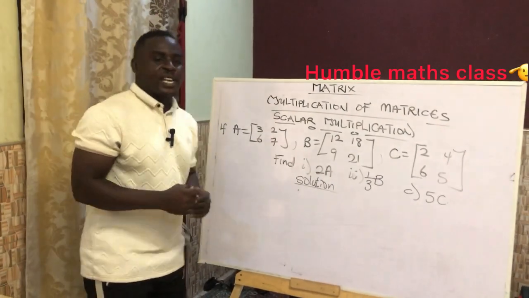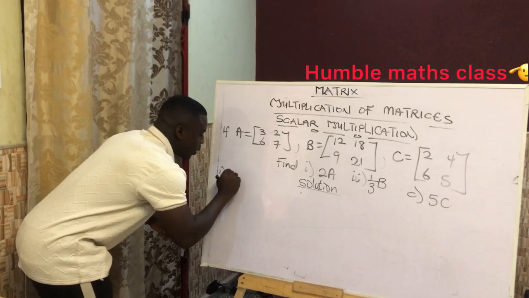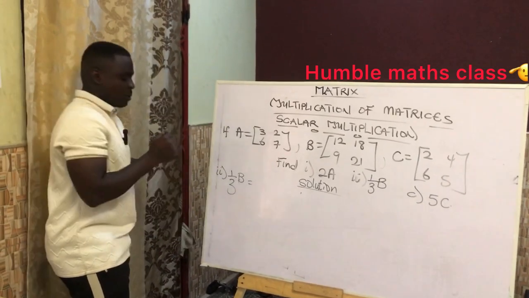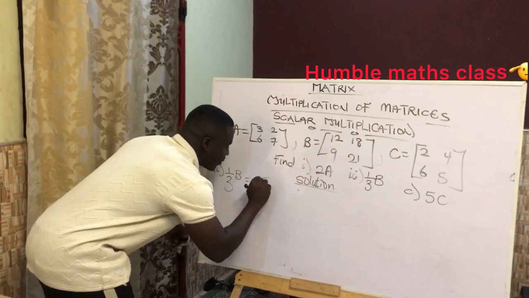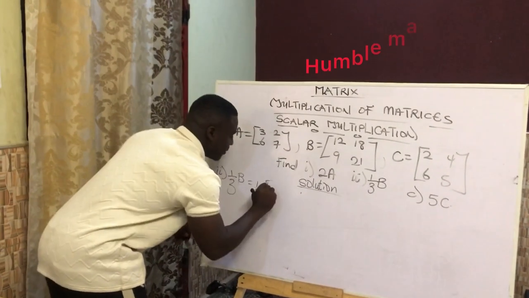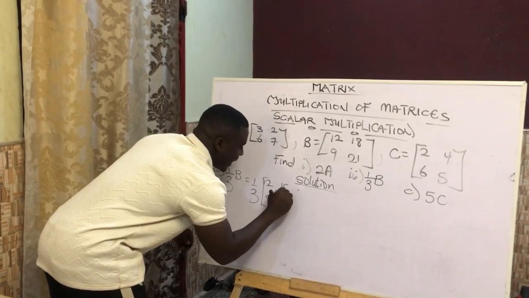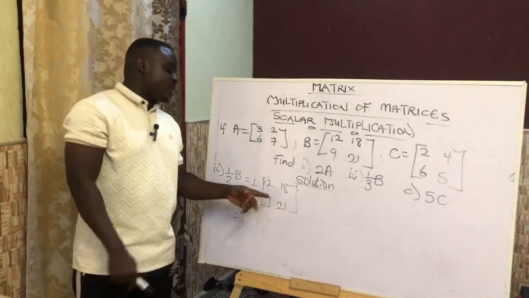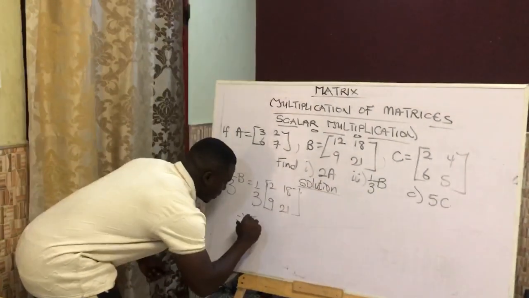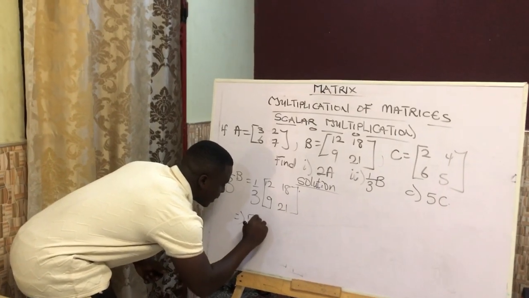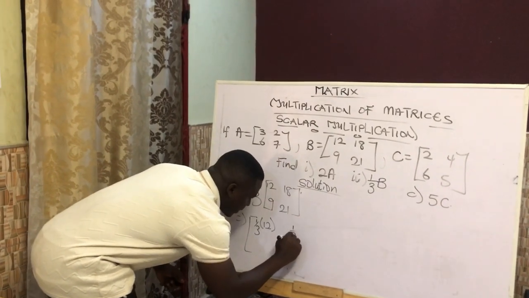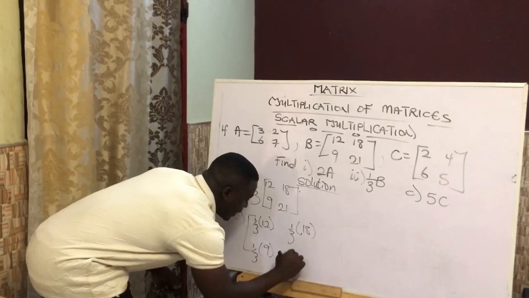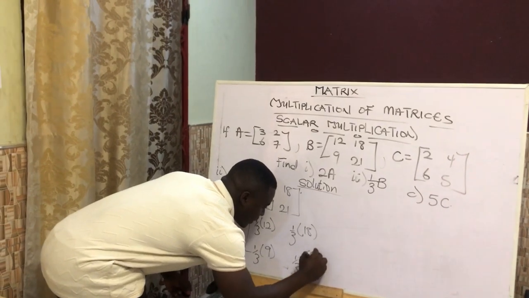Again, let's try and solve the second one. It says 1/3 of the matrix B. We have 12, 9, 18, and 21. So it means 1/3 of each element in the matrix B. So we're going to get 1/3 of 12, 1/3 of 18, 1/3 of 9, and 1/3 of 21.